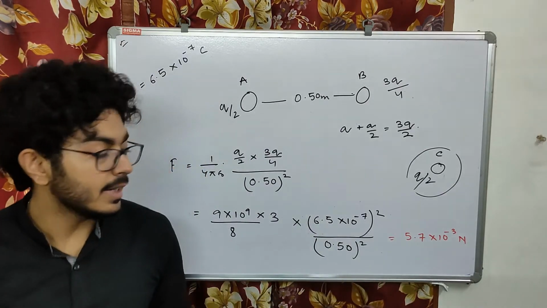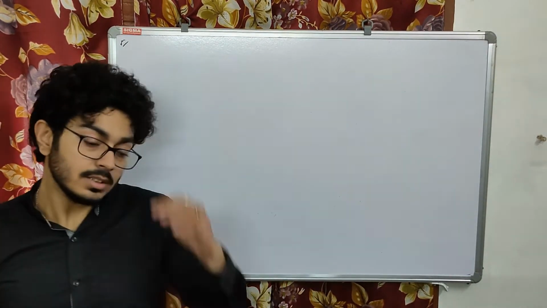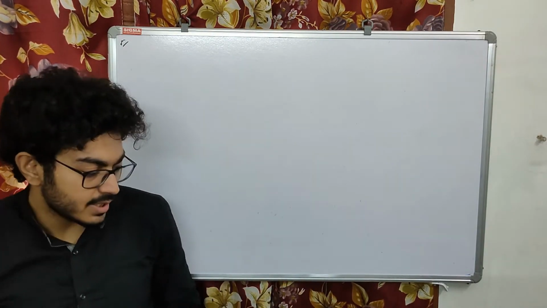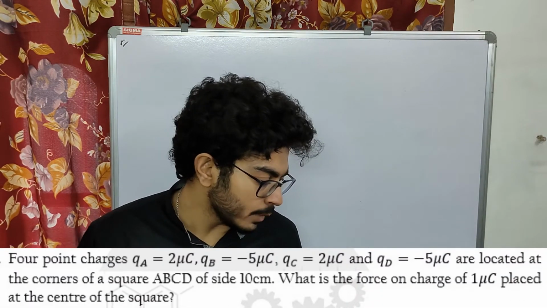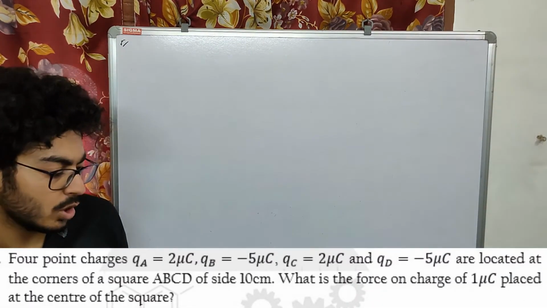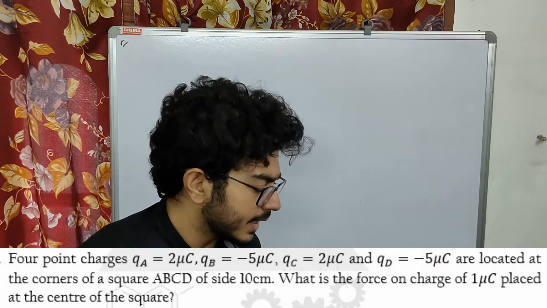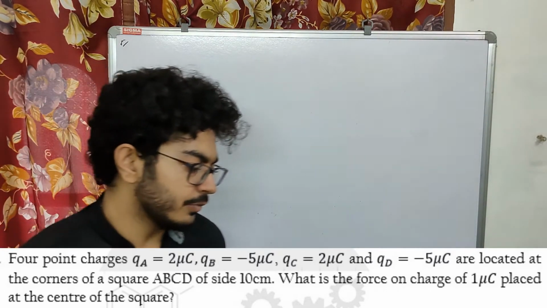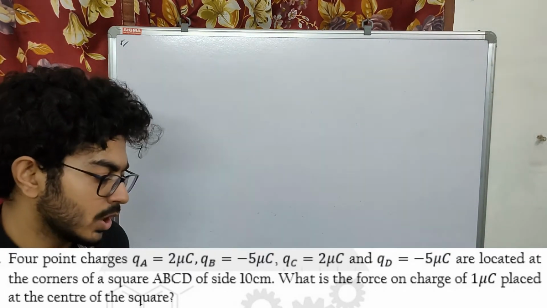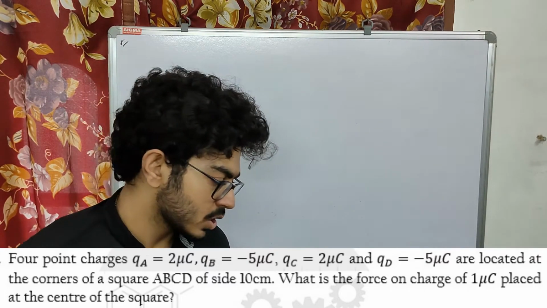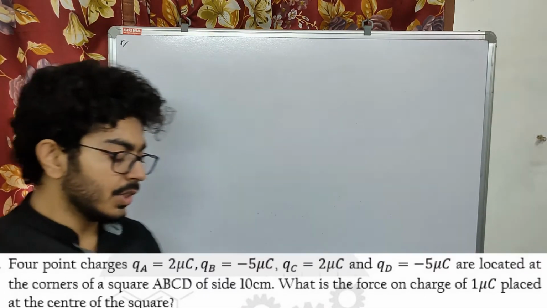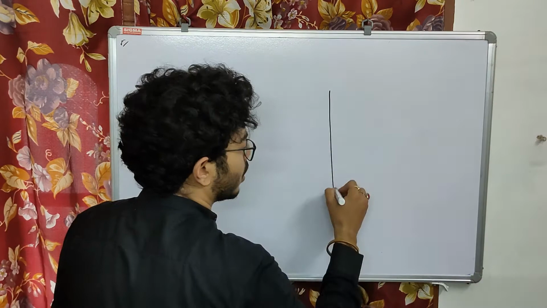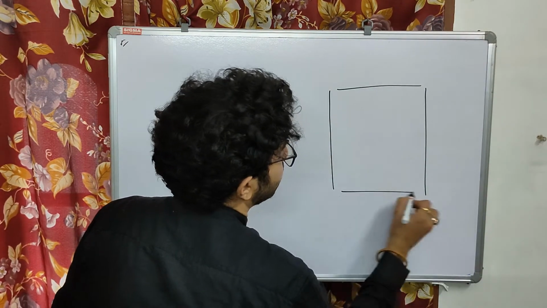So let us find out what the next question is. See what is written. 4 point charges, Q A is equal to 2 microcoulomb, Q B is equal to minus 5 microcoulomb, Q C is equal to 2 microcoulomb, and Q D are located at the corners of a square ABCD of side 10 centimeter. What is the force on a charge of 1 microcoulomb placed at the center of the square? Now this is very easy. I'm just going to help you, you will do it on your own.